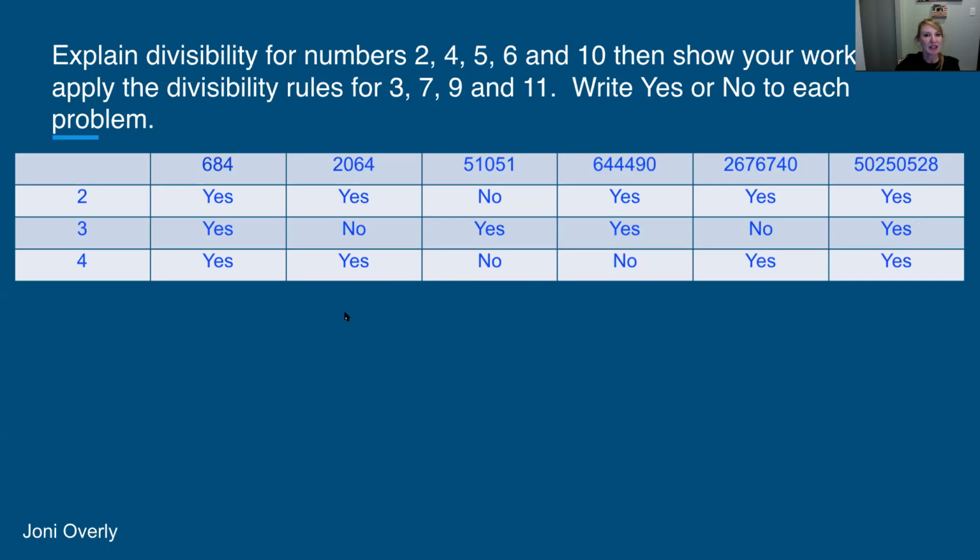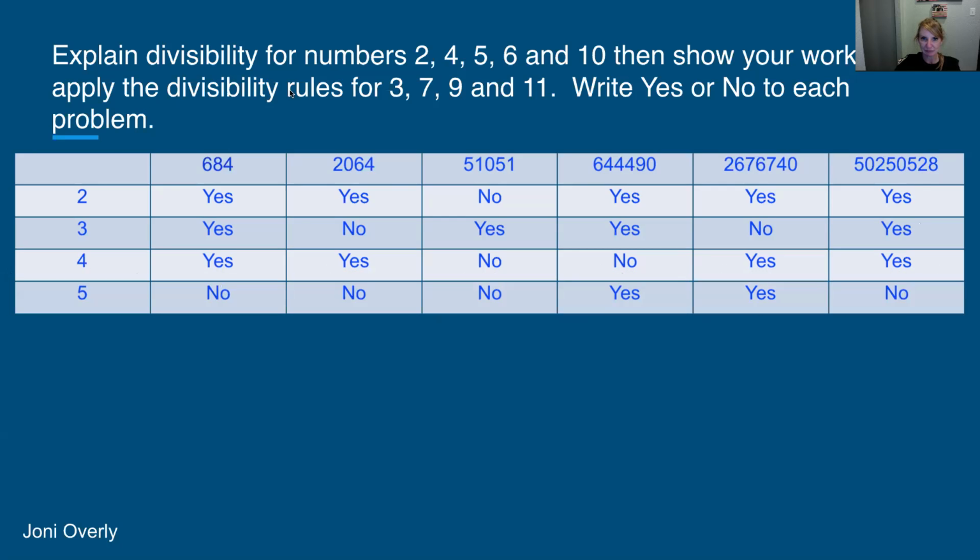Okay, so next we're going to look at our 5. And the rule for 5 is if it ends in 0 or if it ends in 5, because we know how to count by 5s, right? It's 5, 10, 15, 20, 25. So we know right there that that's just our simple 5 counts. So right here, our number 4 is no.